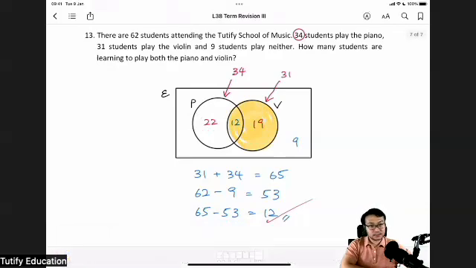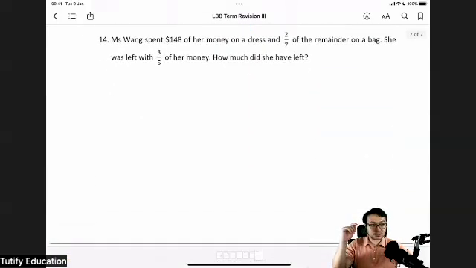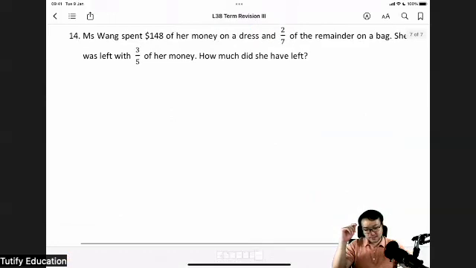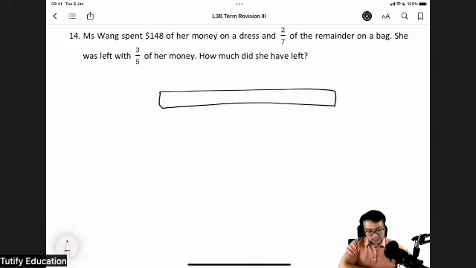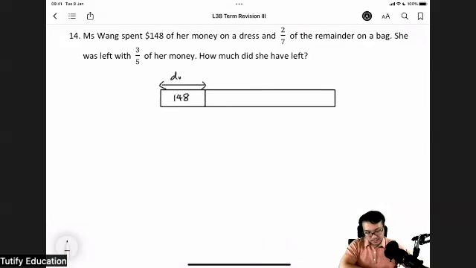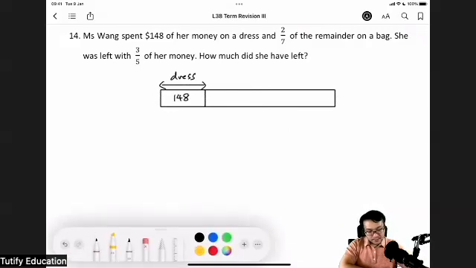You have any questions about this? No. All right. Now, students, let's try out the last question. Okay, Talia, you volunteer for this. Sorry, I forgot to ask you to continue. So, Talia, let's use a model to solve this. The question told us that Miss Wang spent $148 on a dress, and 2 out of 7 of the remainder on a bag. So look at this fraction. How many units should I draw for the remainder, Talia?